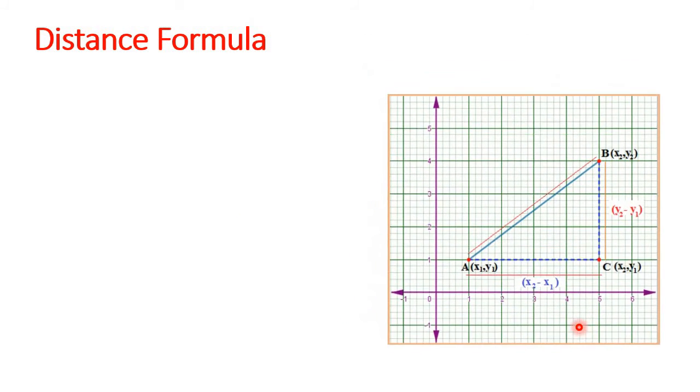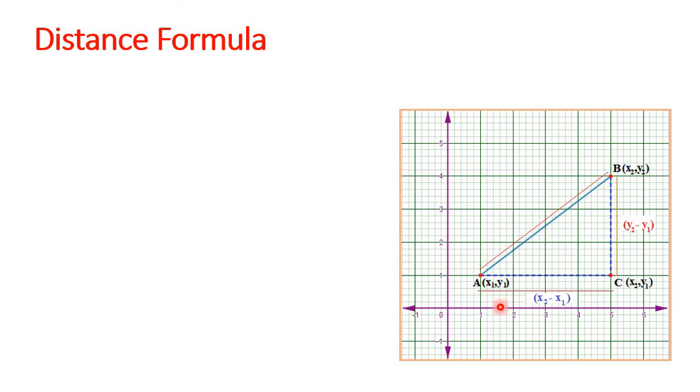Then let us move to the distance formula. Let us draw 2 points on a graph sheet. A of x1, y1 and B of x2, y2 are the 2 points on the graph sheet. Now C is a point. The coordinates of the point C are x2, y1.